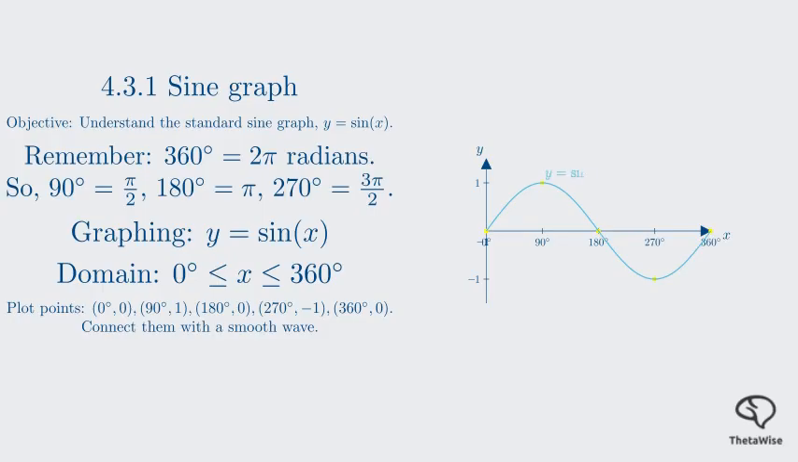Connecting these points with a smooth, oscillating curve gives us the standard sine graph, y equals sine x. This curve represents one full cycle of the sine function. So we have successfully sketched the standard sine graph. It's a continuous wave that oscillates between a maximum of 1 and a minimum of -1.